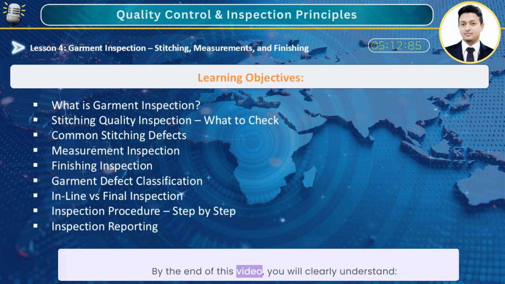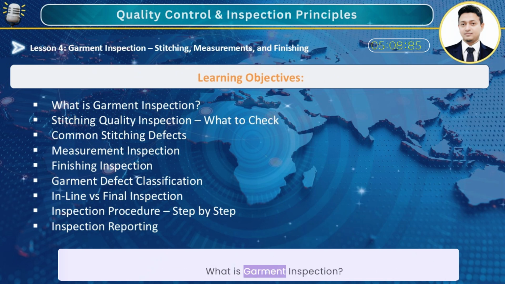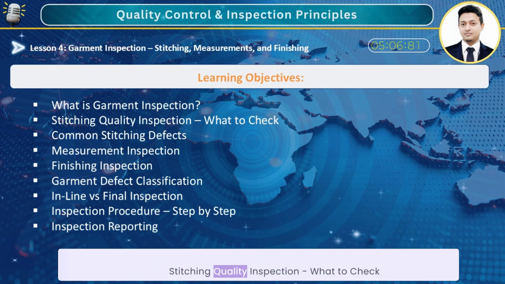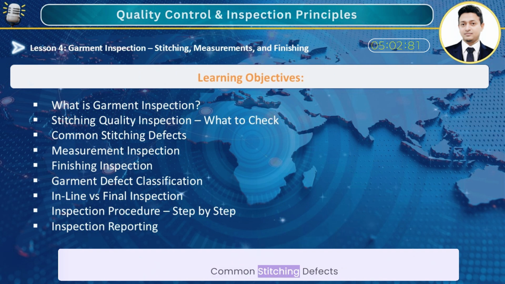By the end of this video, you will clearly understand what is garment inspection, stitching quality inspection, what to check, common stitching defects, measurement inspection, finishing inspection, garment defect classification, inline versus final inspection, inspection procedure step by step, and inspection reporting.